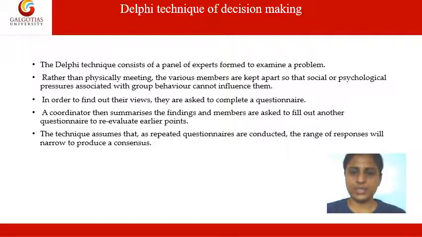So let's look at two techniques of decision making. One is the Delphi technique and the other is the nominal technique. So let's start with the Delphi technique of decision making. Here there's a panel of experts and a questionnaire is sent to them in different rounds. So let's see the steps involved in Delphi decision making.